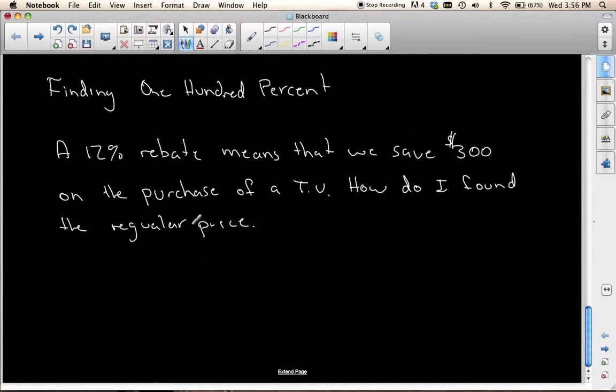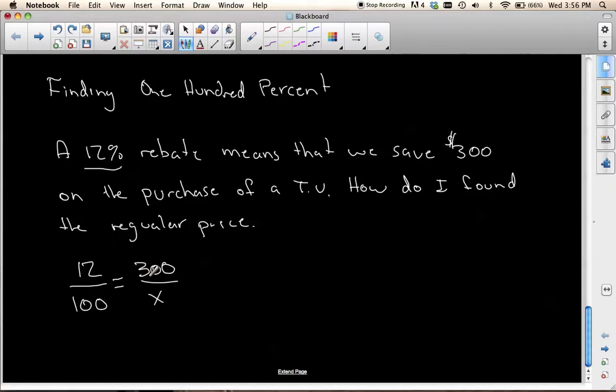Well, what I would do is the same thing we did before. I would set it up as a proportion and find the missing number. So right here I know I have a 12% rebate. And a 12% rebate is the same thing as 12 over 100. And I know that that 12% means I get a savings of $300. But what I don't know is how much that television cost originally.